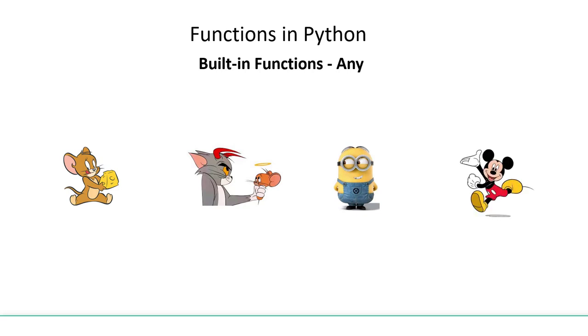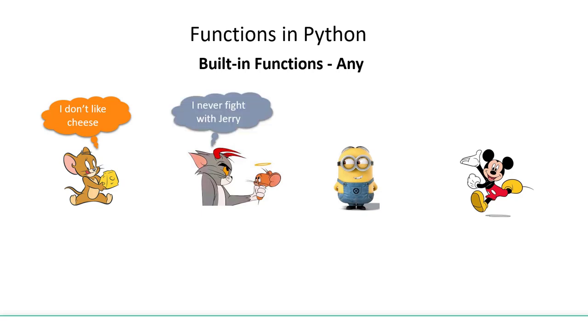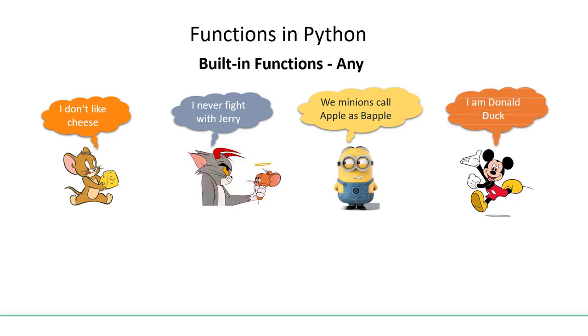Let us see what they are trying to tell us now. Jerry is trying to say that it does not like cheese. Can you believe it? Tom is trying to say that it never fights with Jerry. And Minion is trying to say they call apple as Bapple. And finally, Mickey Mouse says that its name is Donald Duck. We shall now evaluate each of the statements said by the cartoon characters as expressions and see whether they yield true or false.